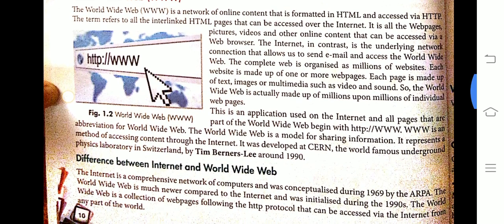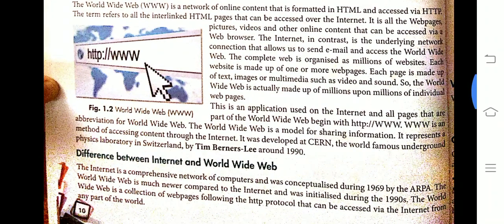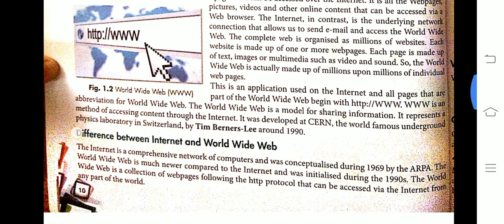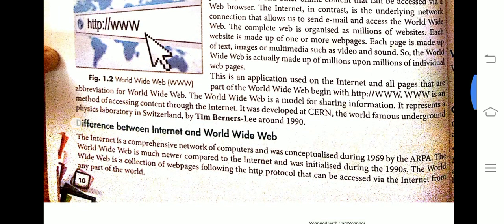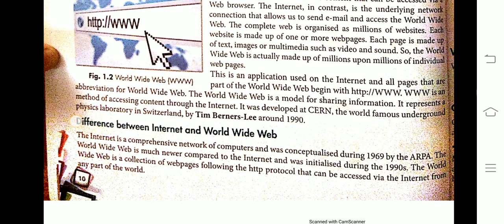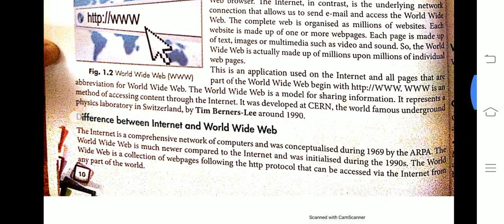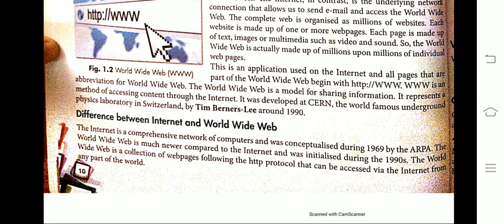The internet, in contrast, is the underlying network connection that allows us to send email and access the World Wide Web. The complete web is organized as millions of websites. Each website is made up of one or more web pages. Each page is made up of text, images, or multimedia such as video and sound. So the World Wide Web is actually made up of millions upon millions of individual web pages.